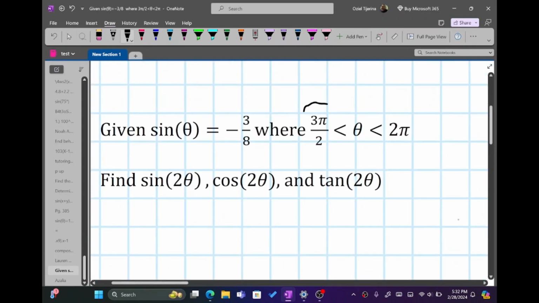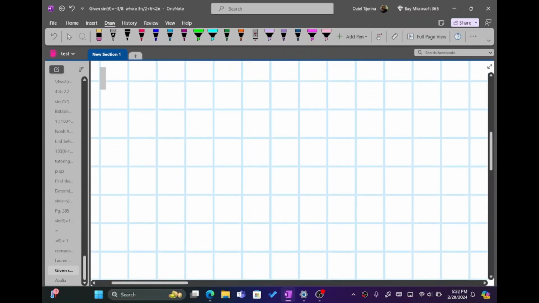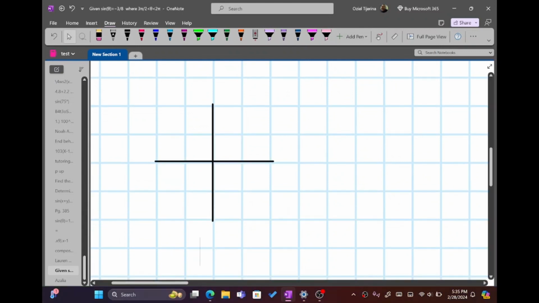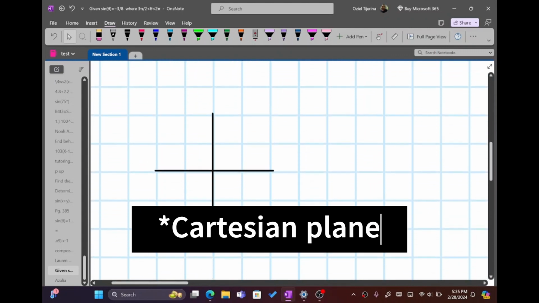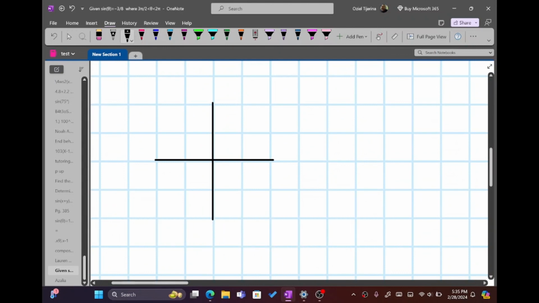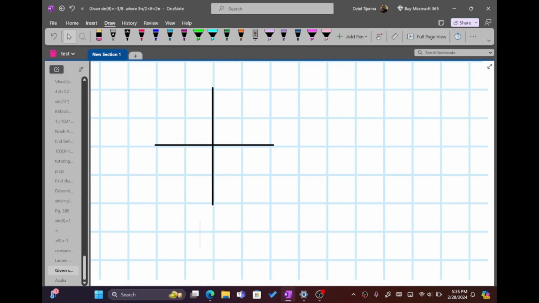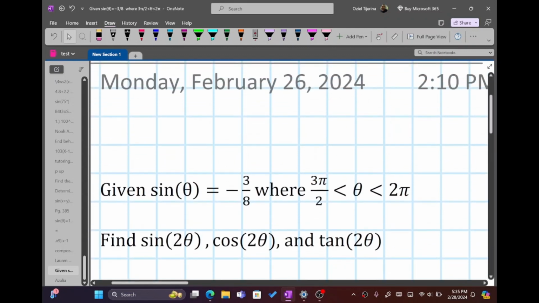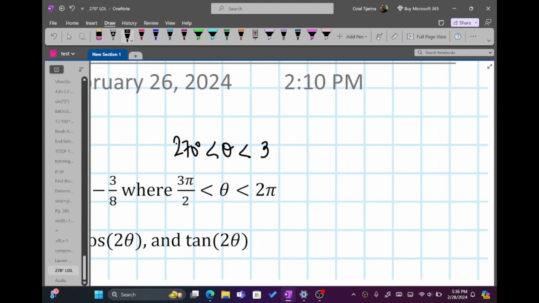First of all, we want to know what this part means, and what that means is that theta is in quadrant 4, so let me draw here. Here we have a quadrant, and I'm going to draw a rough sketch of a right triangle. We learned this from the unit circle. If you like working with degrees better, you can change this to degrees. So we want to know that this is 270 less than theta less than 360 degrees.